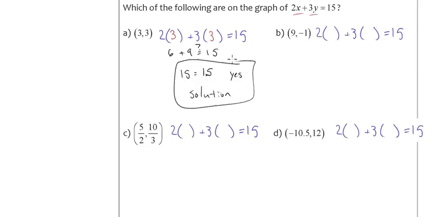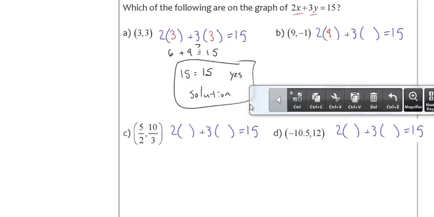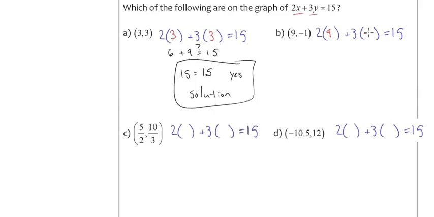All right, number 2, we're plugging in the point 9 and negative 1. So we have 2 times 9, which is 18. We're saying, is this in fact equal? So 18 minus 3, is that equal to 15? And 15 equals 15. So yes, it's a solution.